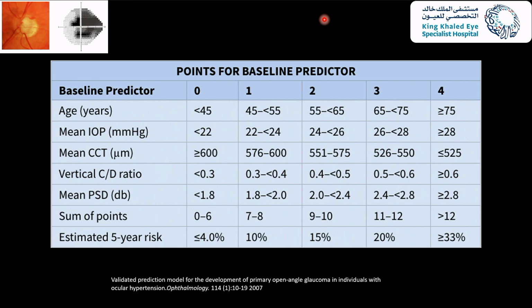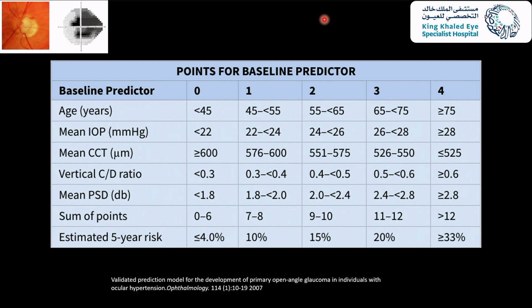So if it is more than 12, the patient will have a 33% risk of developing primary open angle glaucoma during the 5 years. If it is from 0 to 6, the risk is less than 4%.